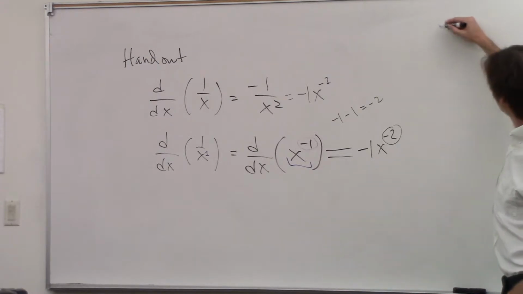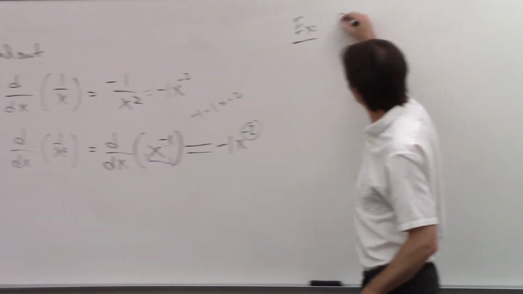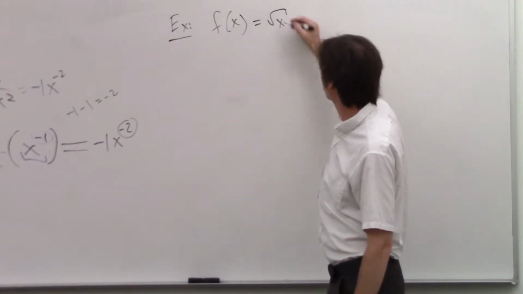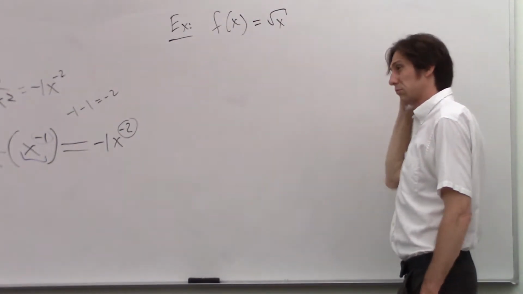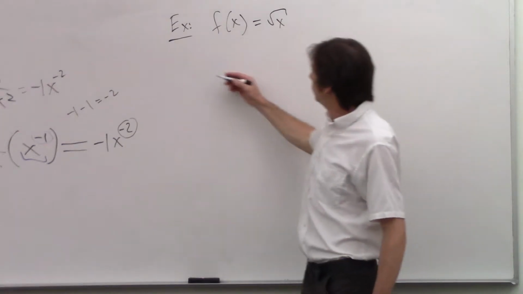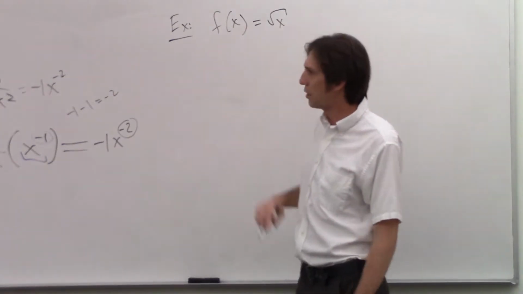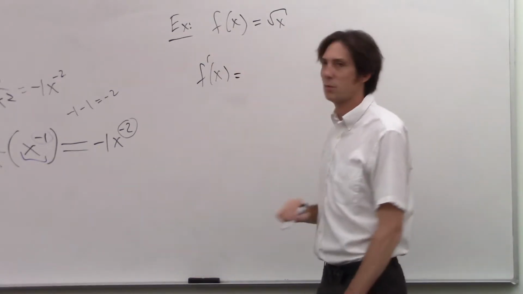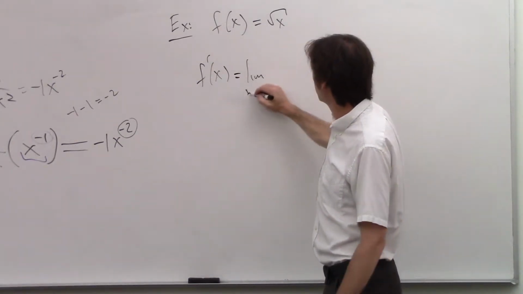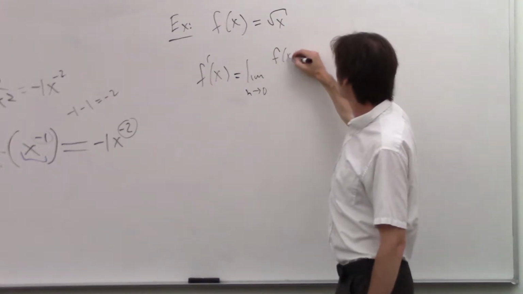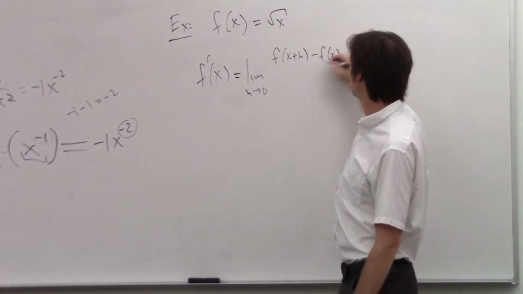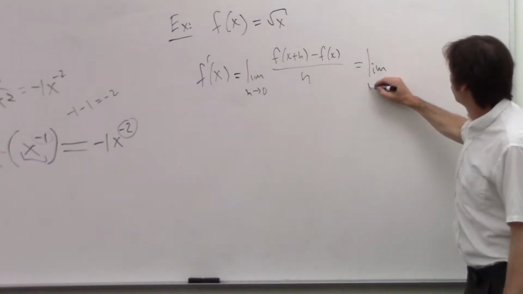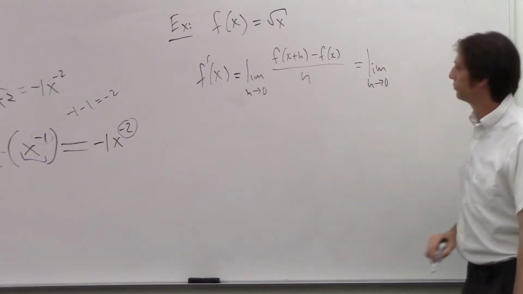Another example that I want to do is when the function f of x is equal to the square root of x. And we'll see why this is a power rule in a moment. From the definition of derivative, f prime of x is equal to the limit as h goes to 0 of f of x plus h minus f of x over h. Right? We're probably tired of hearing me say this by now, but it's an extremely important formula.